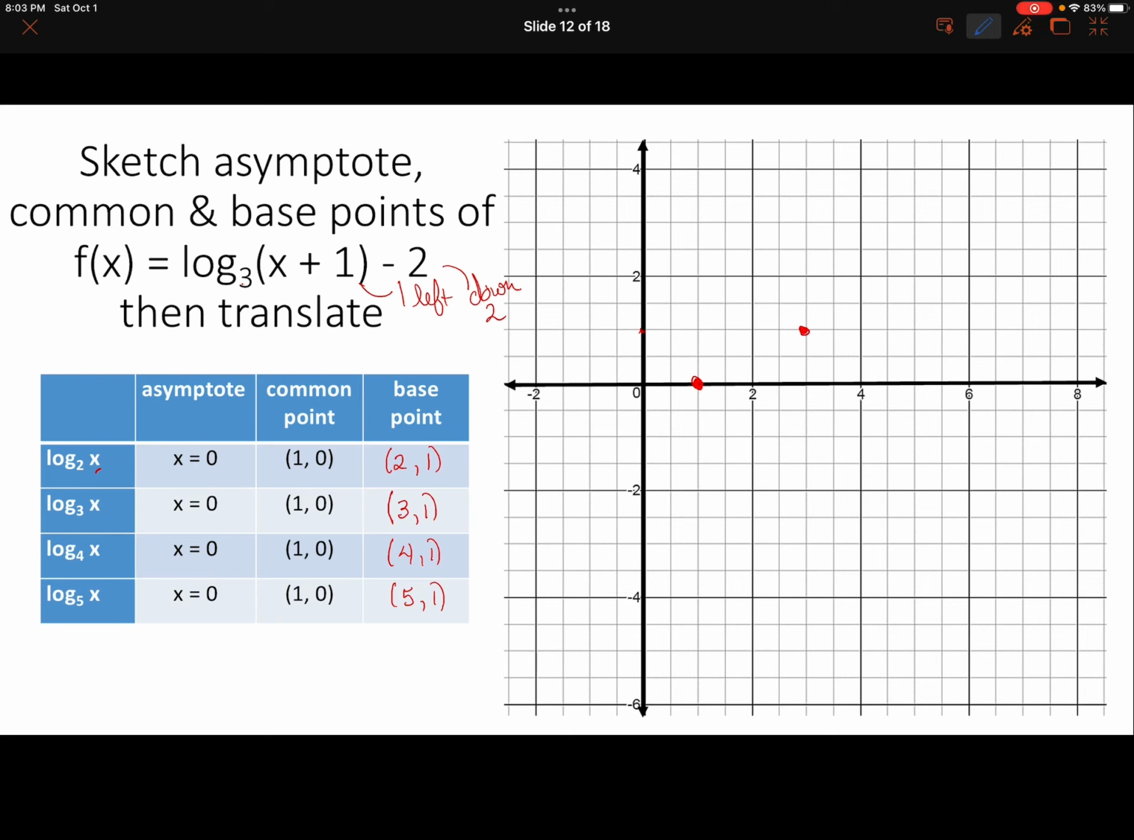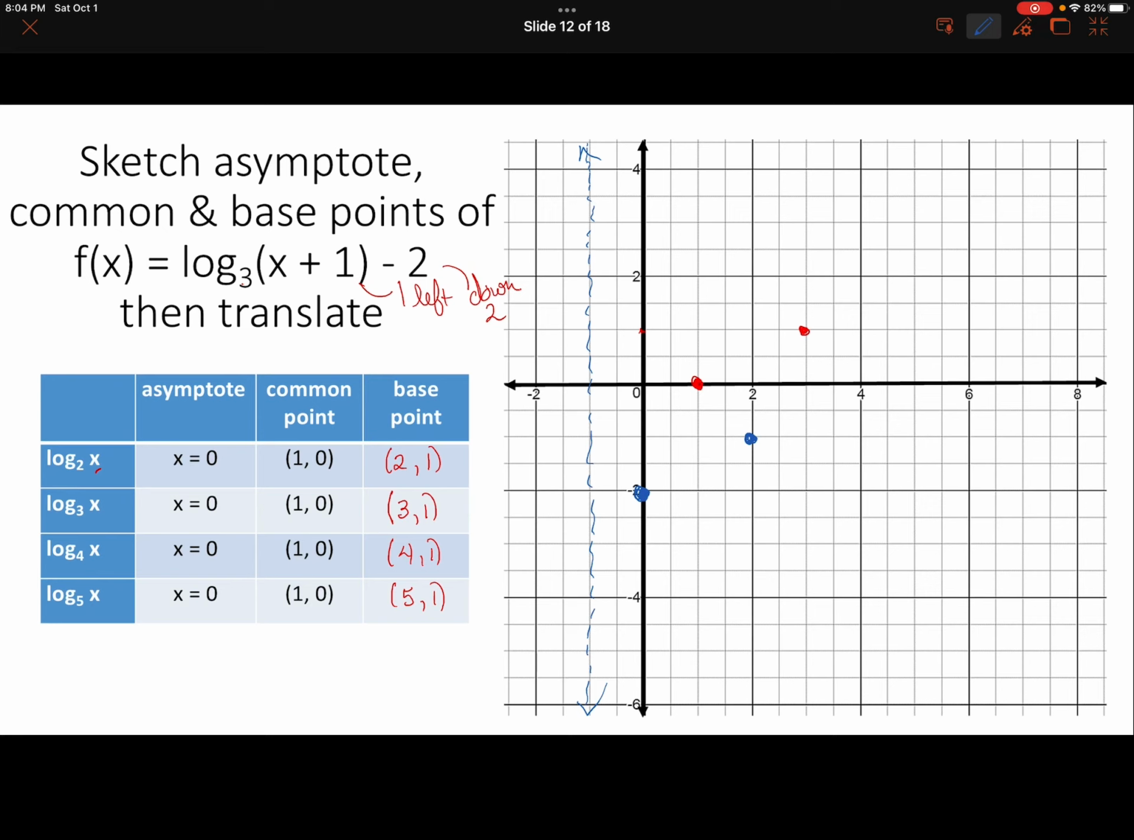So our asymptote was the y-axis. If I go left 1 and down 2, I can't really tell that it's gone down 2, but I can tell that it's gone left 1, because it's 1 to the left of the y-axis. And then I move every point left 1 and down 2. There's my common point. Left 1, down 2. There's my base point.